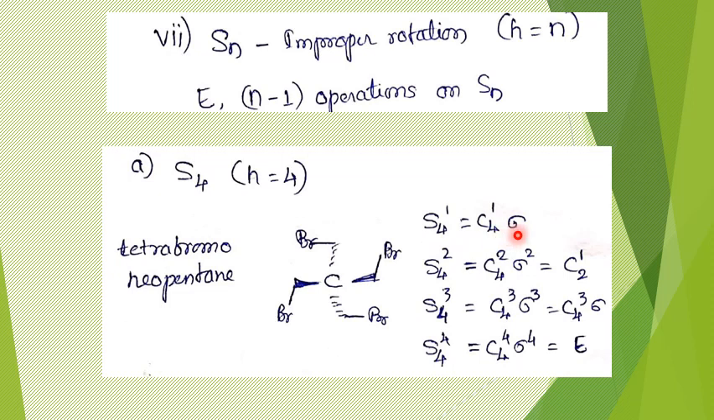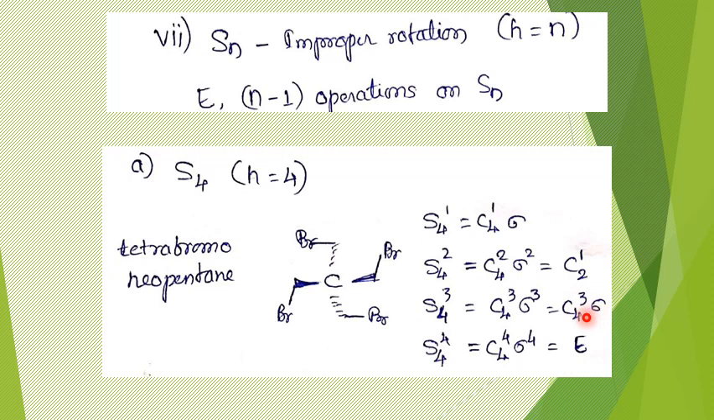S4 to the power 1 will be C4 to the power 1 into sigma. It will be a genuine improper operation itself. This cannot be further simplified. But S4 squared can be written as C4 squared into sigma squared. We know that sigma squared is E. So C4 squared remains, and this C4 squared simply shows two times 90 degree rotations, which is equal to one time 180 degree rotation. Therefore it can even be called C2 to the power 1. So S4 squared essentially turns out to be C2. Then S4 cubed will be a genuine improper rotation, since sigma cubed will be sigma. These relationships have been demonstrated in previous videos.